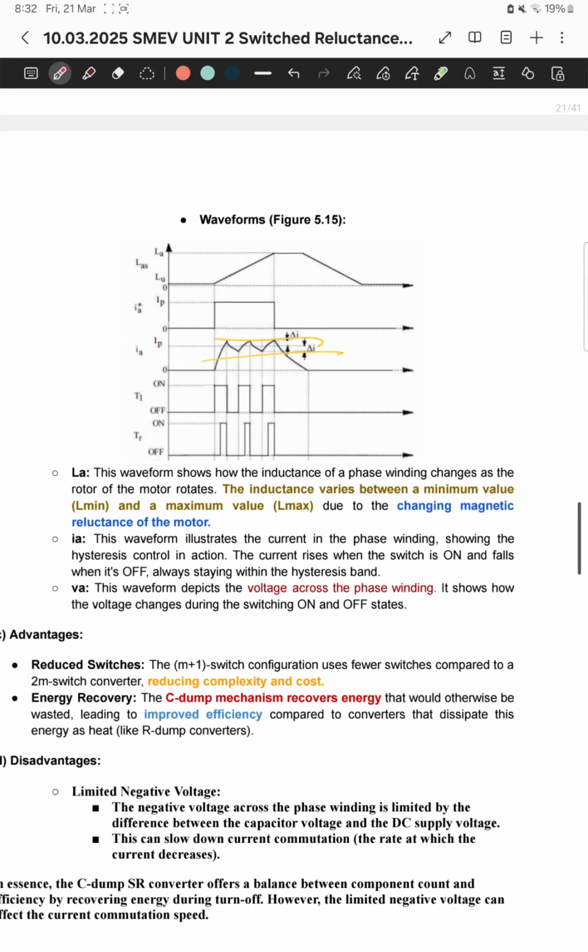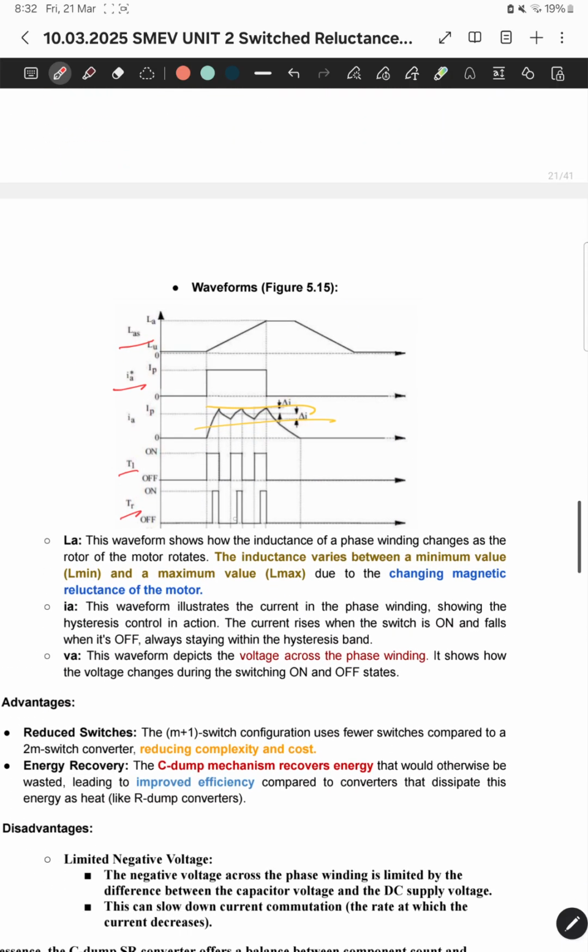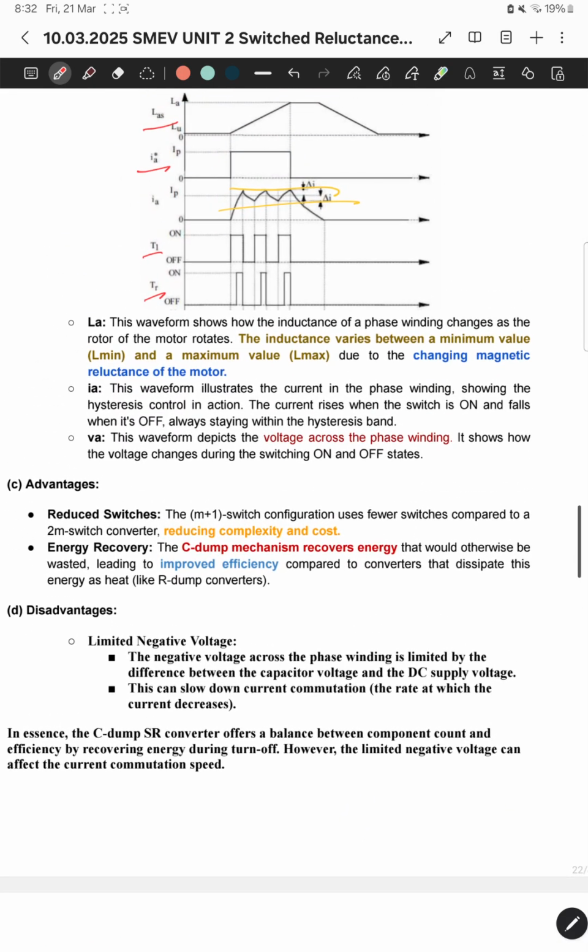Coming to the characteristics, the waveforms are similar to those here: inductance, current, T1 and TR switch. We already discussed the different cases in detail. When both T1 and TR are on, that is mode 1. When T1 is off and TR is on, that is mode 2, and mode 3 follows. We have discussed this in detail, you can go through it. And hysteresis current control is used here.